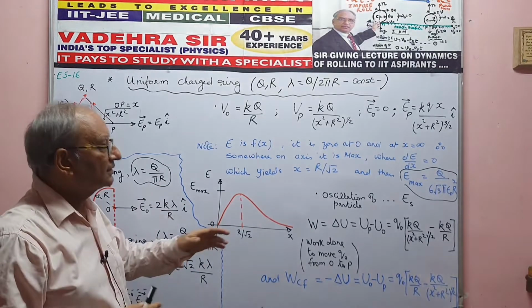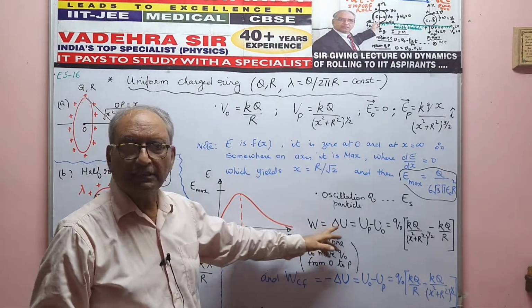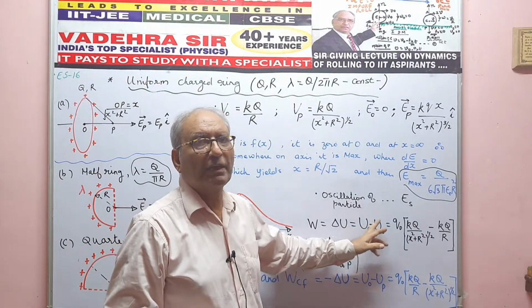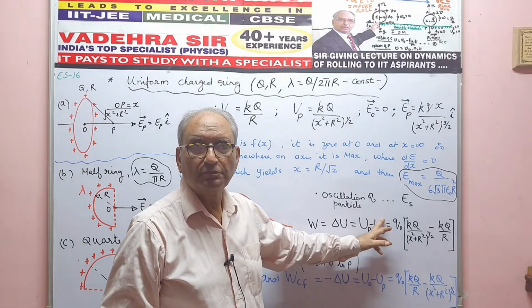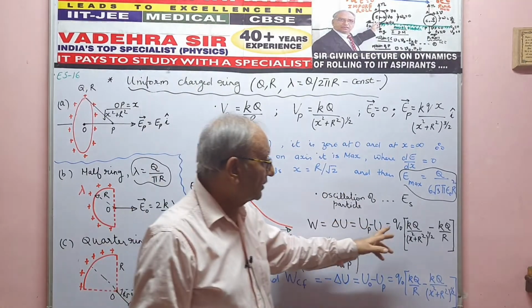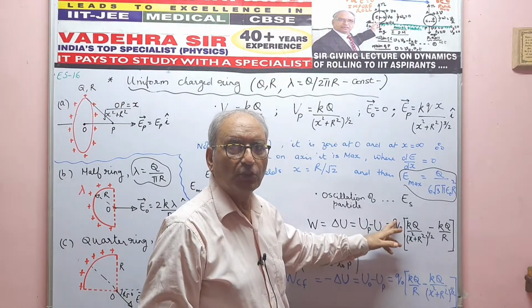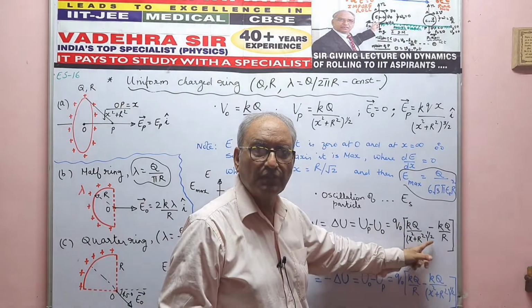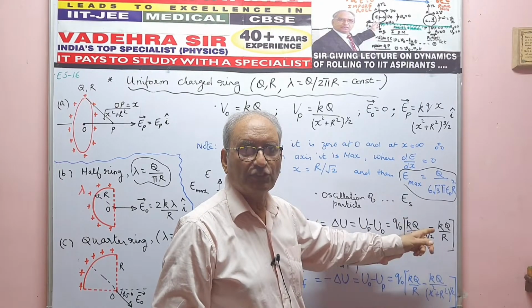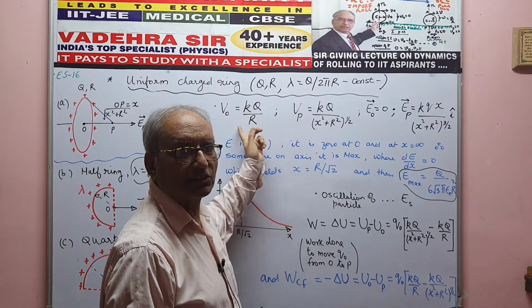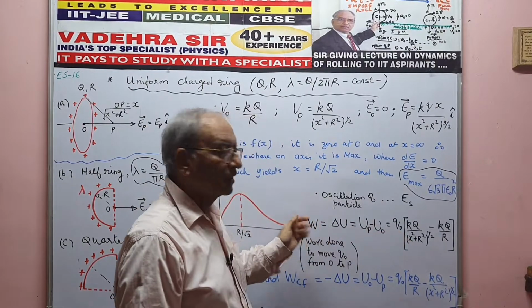the work done by the external agent will be delta U as usual. So that will be U_P, final position, minus U_O, going from O. I just put the values. So it will be q naught into potential at P, kq upon x square plus r square to the power half, minus potential at O, that is kq by r. I lift these expressions from here. I get the expression for W.